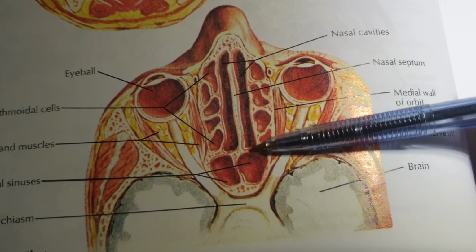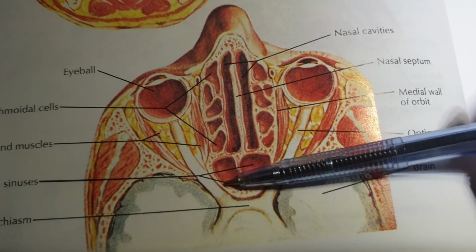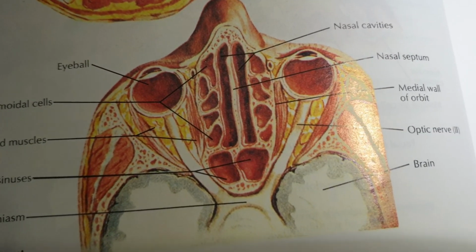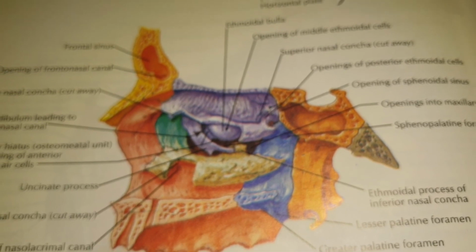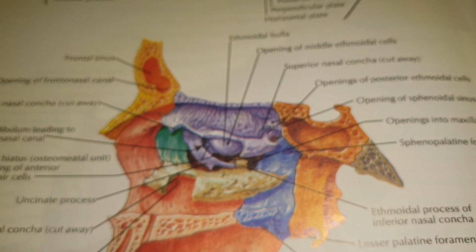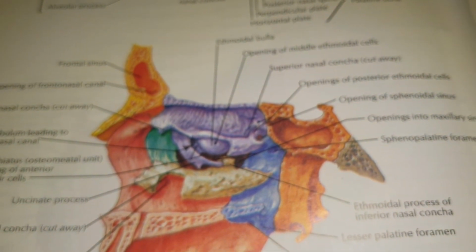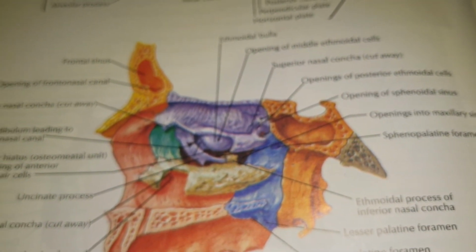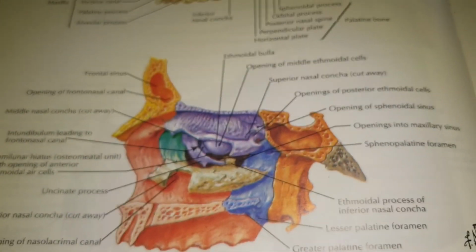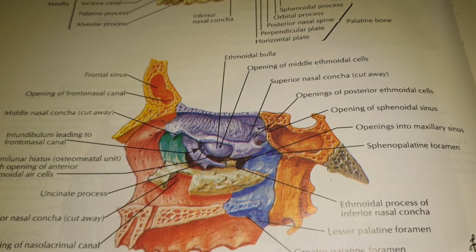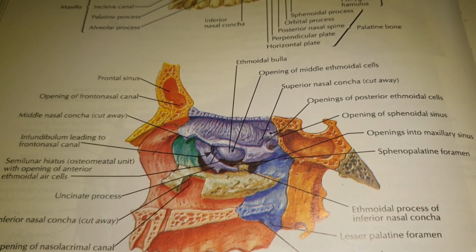And right behind the ethmoid air cells you can see the sphenoid air sinuses. Now let's try to find the openings of the ethmoid air sinuses into the nasal cavity. So ideally we should see three openings, one for the anterior ethmoidal air cells, the other for the middle ethmoidal air sinuses, and the third for the posterior ethmoidal air sinuses.